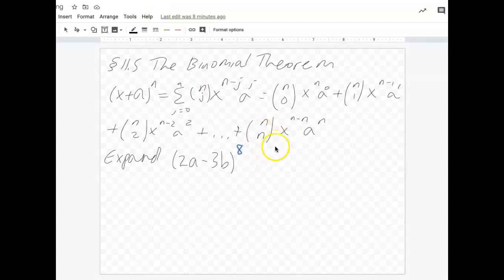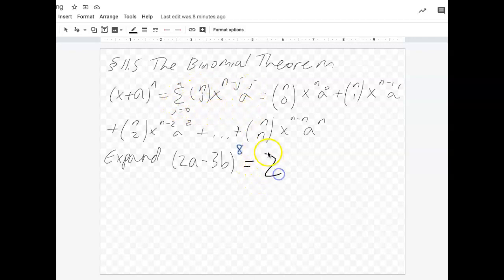Hey everybody, let's look at another problem from section 11.5. In this one we want to expand (2a minus 3b) to the 8, and we'll start this problem by just writing out the binomial theorem form.